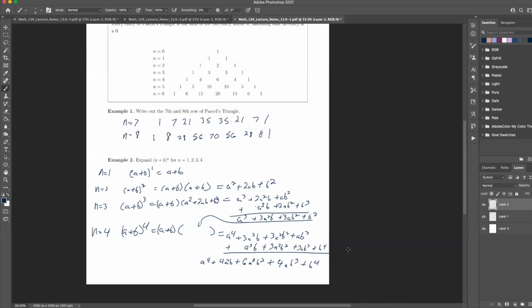And where are my coefficients? Well, my coefficients just come right from here, right? And now why does that happen? Because of the staggering, right?